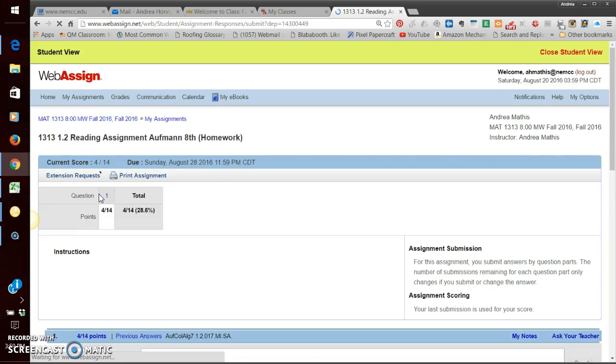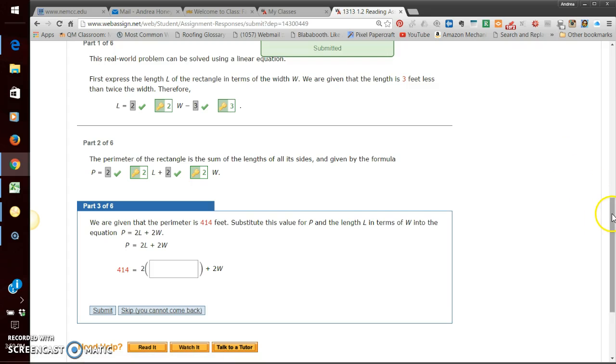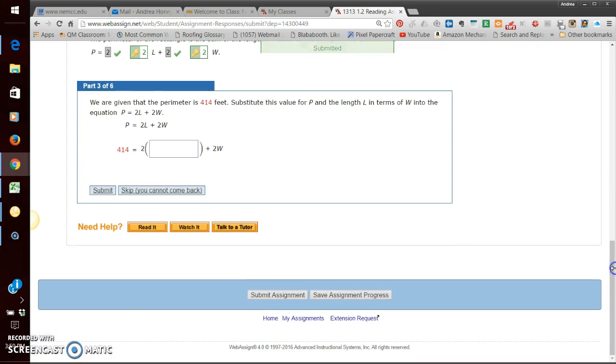Then we submit again. Like I said, don't skip. Careful and be sure you're clicking on submit. We're given that the perimeter is 414 feet. Substitute this value for P and length L in terms of W into the equation.